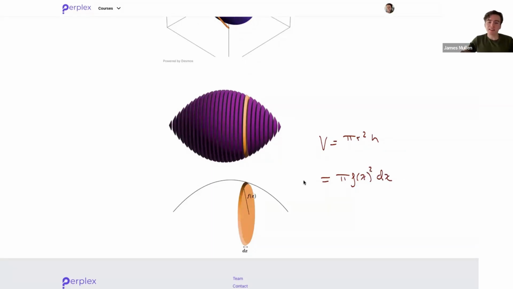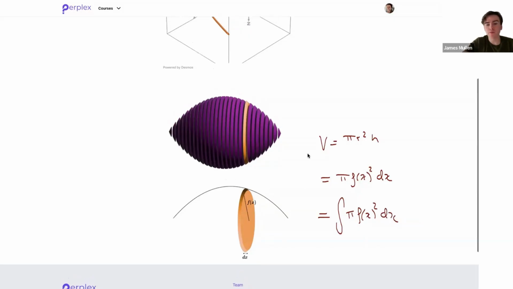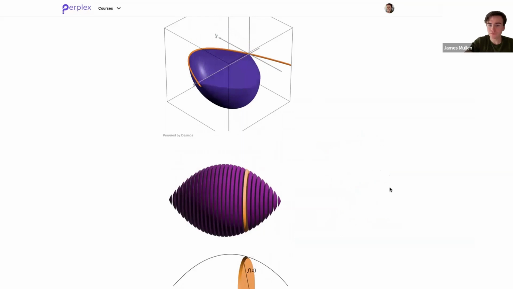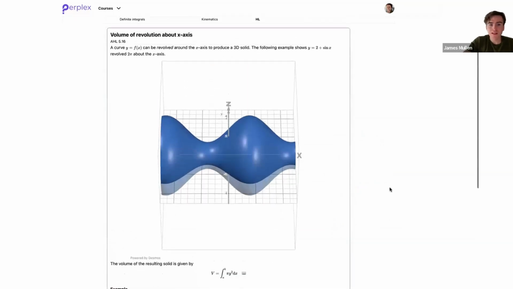Okay? And I say dx, maybe you can say delta x. It doesn't really make a difference because I'm going to be taking the limit as n goes to infinity. And I'm going to be adding all of these things up. And what is a sum of things as the number of things goes to infinity? It's an integral. So this is the integral of pi f of x squared dx. Hopefully this gives you some intuition as to where this formula came from. And also I want you to be able to picture these solids and what they look like.